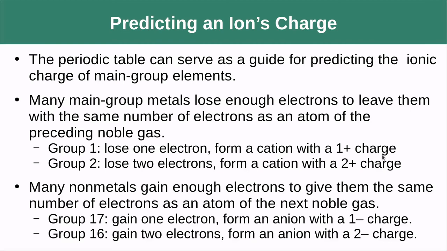So the periodic table can help you with predicting the ionic charge that you should expect for the main group elements. Many main group elements lose enough electrons to leave them with the same number of electrons as an atom of the preceding noble gas. So group 1 loses 1 electron, it has a +1 charge. Group 2 is going to lose 2 electrons, it's going to have a +2 charge. On the other side of the periodic table, they're going to want to start to gain electrons. Group 17 will gain 1, group 16 is going to gain 2.